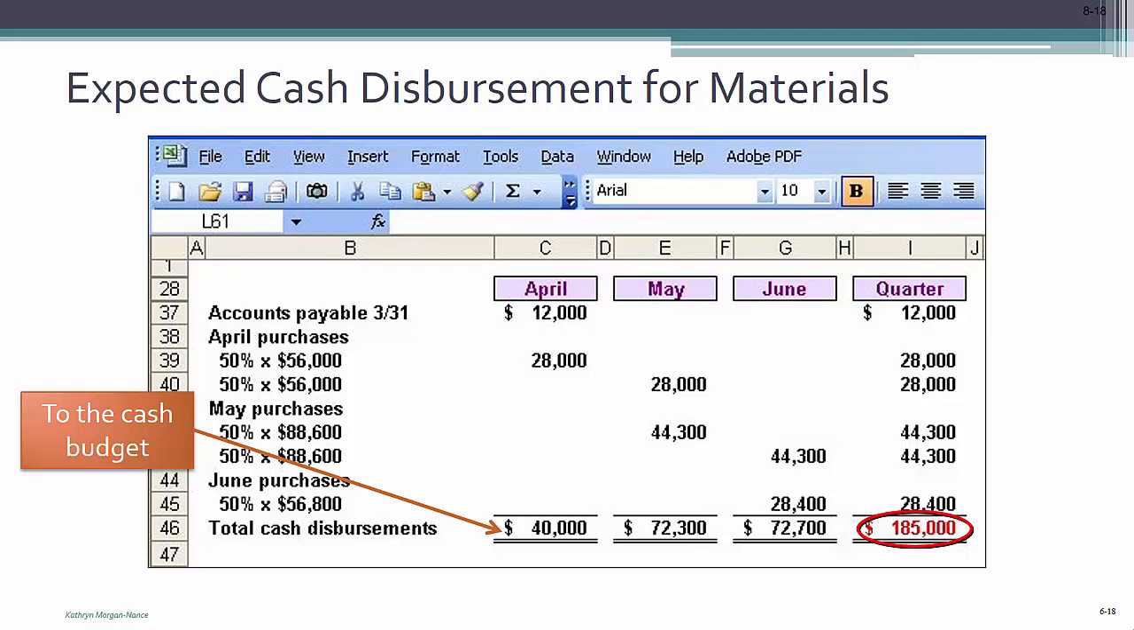In the next video, we will start then with the direct labor budget before preparing the manufacturing overhead and the selling and administrative budgets. See you shortly.